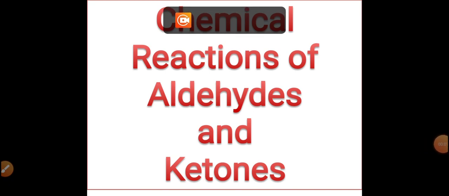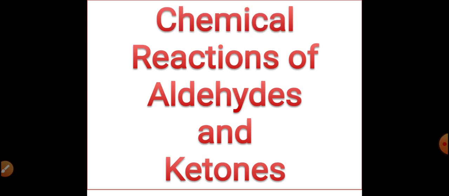So far, we have discussed aldehydes and ketones, their methods of preparation, physical properties, and nomenclature. Now, the next concept about aldehydes and ketones is their chemical properties, how they react chemically with different types of groups. So, in this lecture, we will discuss some of the chemical properties of aldehydes and ketones.